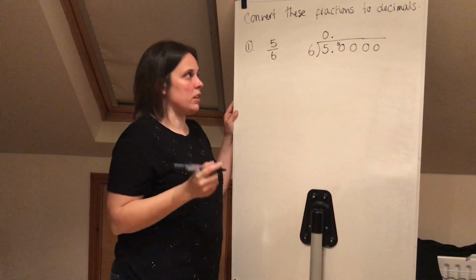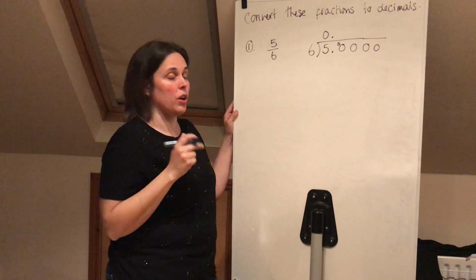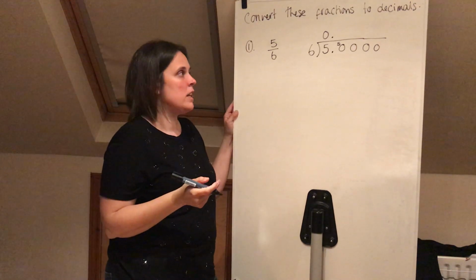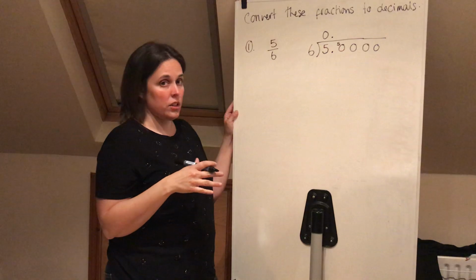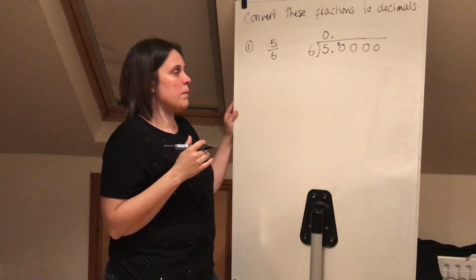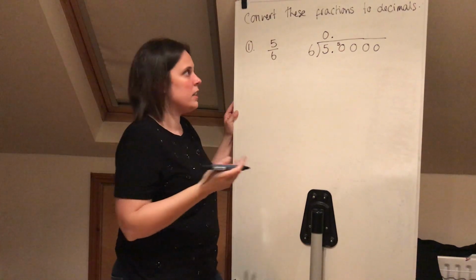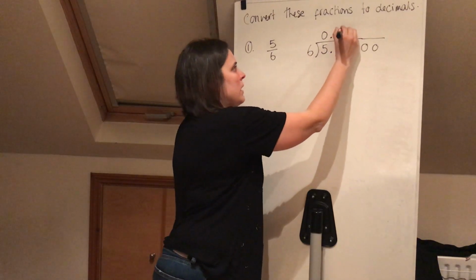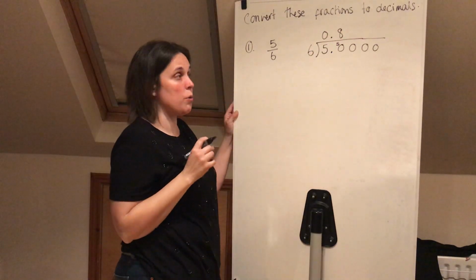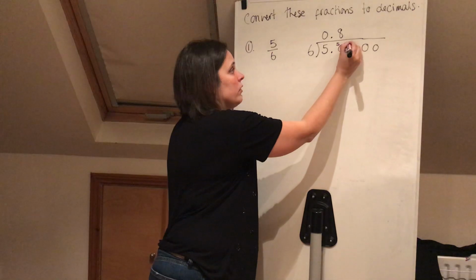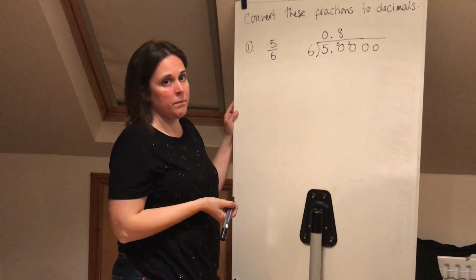And then we say to ourselves, how many times does 6 go into 50? Okay, now the answer is it goes in 8 times, and actually 6 times 8 is 48. So we're going to put an 8 up here. Now 48 is 2 away from 50, so we've got 2 left over, remainder 2 goes there.